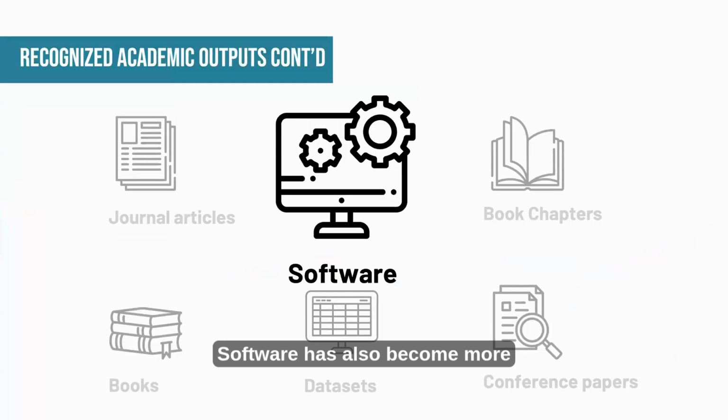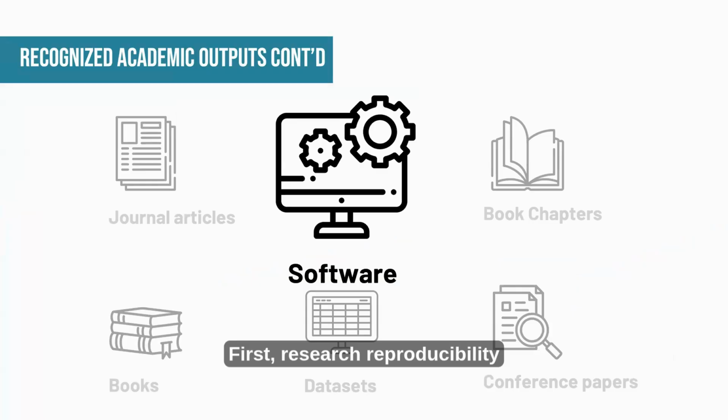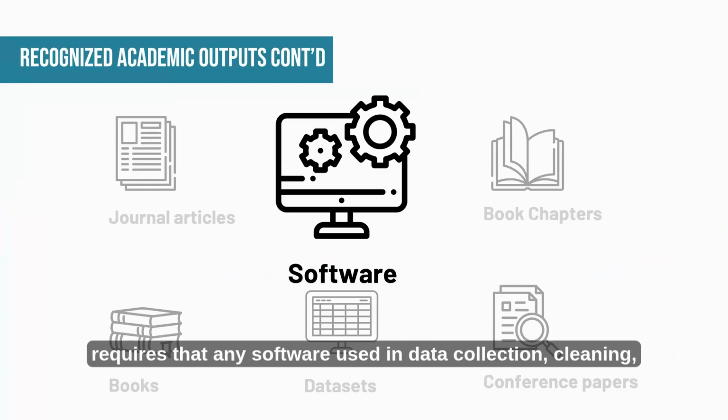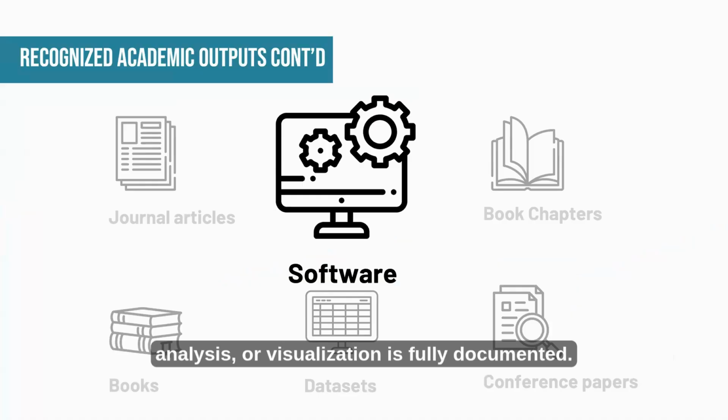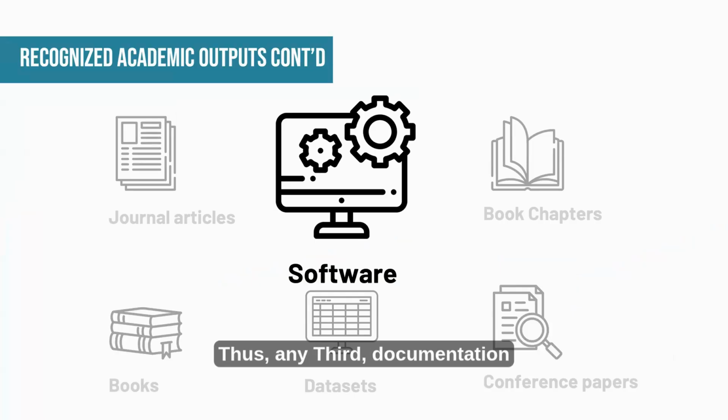Software has also become more recognized as an important academic contribution. Supporting software as an academic output serves two purposes. First, research reproducibility requires that any software used in data collection, cleaning, analysis, or visualization is fully documented. Second, this documentation is needed so that others can use the software, thus increasing its impact.